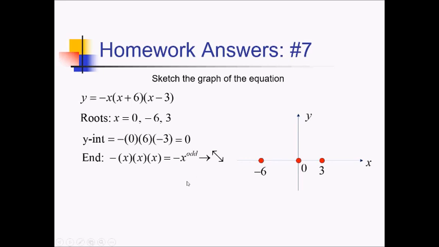Now for the root behavior, all these factors are single power, so that's all single roots. So that means that we're going to cross through all of those zeros. So then starting above the x-axis, we cross through negative 6, come down and cross through the origin, cross through 3, and we end up below the x-axis where the end behavior said we would.